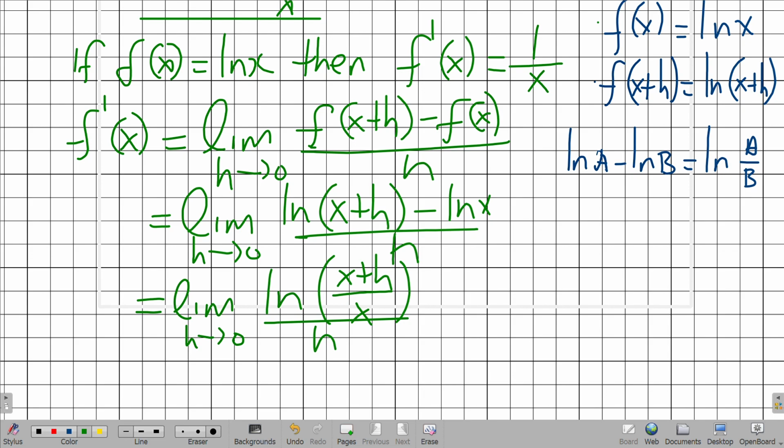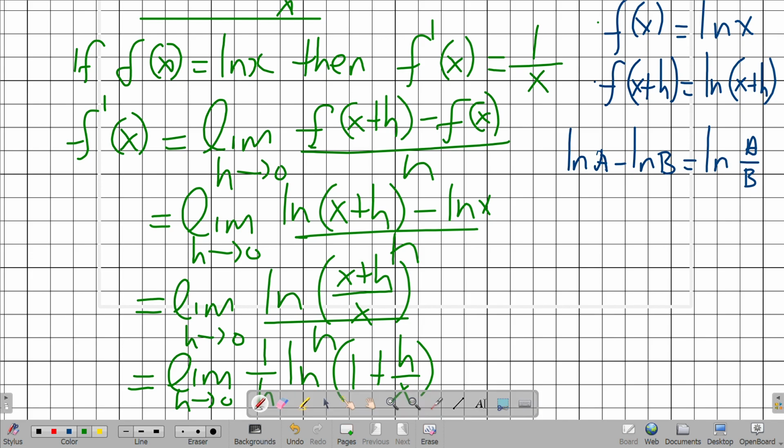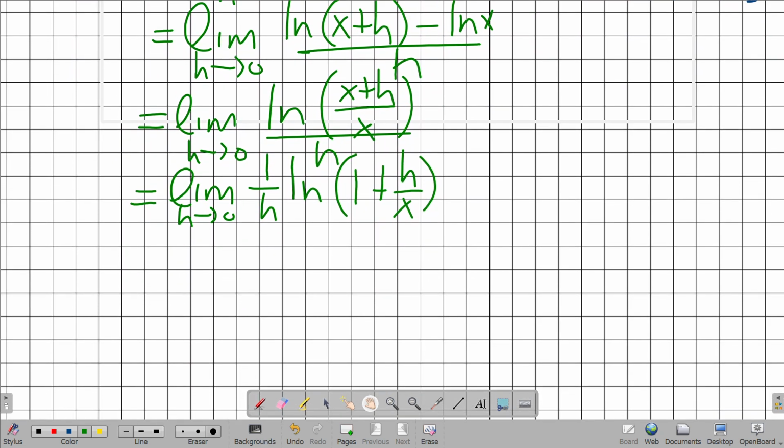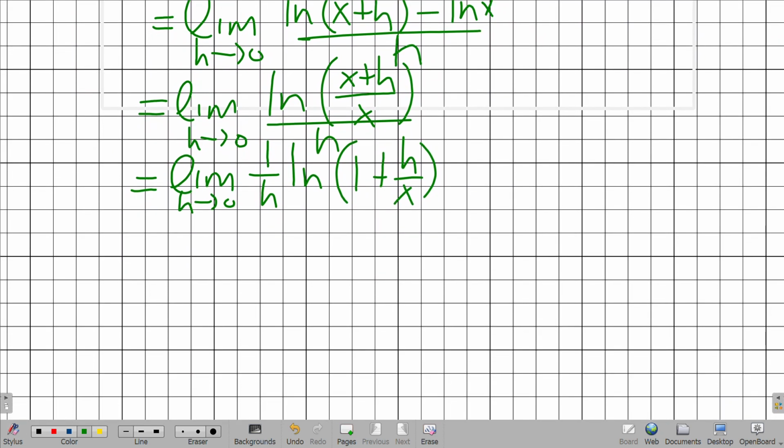If I put the h here, this is going to look like this: the limit as h approaches 0 of 1 over h natural log. Then I'm going to simplify what's inside the bracket by simply distributing the denominator. It becomes 1 plus h over x. Alright. So we further manipulate this to complete the proof.